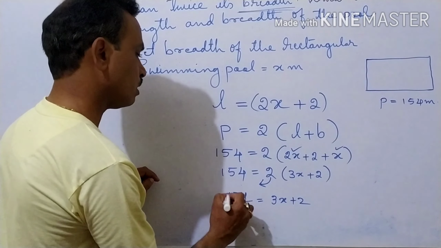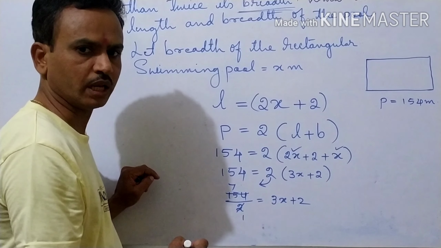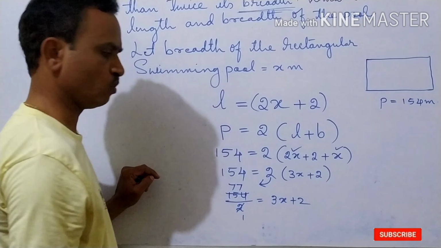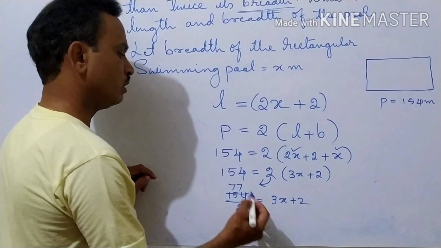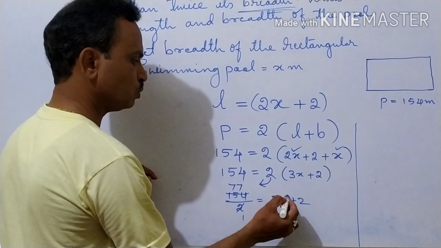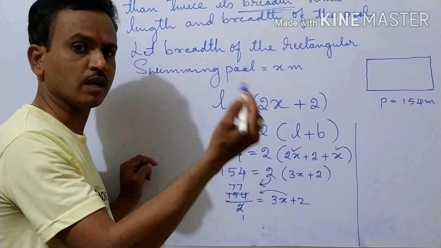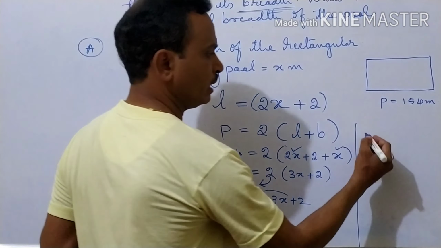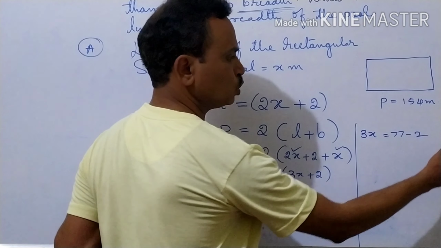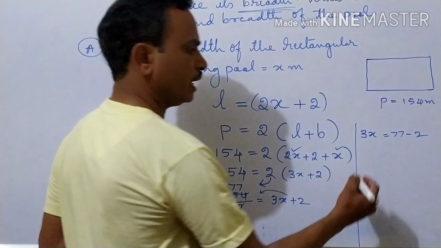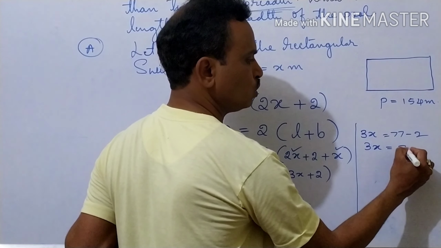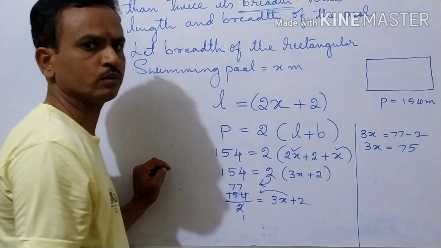Then 2 1s are 2, 7s are 14. 1 remainder. Again 2 7s are 14. Okay. Then 77 is remaining here. Then what we should do now? Plus 2 you should take to LHS, it becomes minus 2. That means 3x is equal to 77 minus 2. Then 3x is equal to, now subtract 77 minus 2, 75.